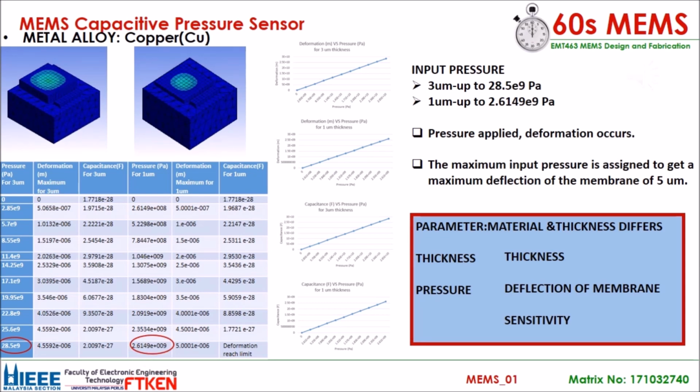When the pressure is applied, the deformation occurs. Deformation and capacitance are dependent on the pressure. Maximum input pressure is assigned to get a maximum deflection of the 5 micrometer membrane. In short, when the thickness increases, the pressure needed will increase. When the thickness decreases, the deflection of the membrane will increase. Thus, it will also increase the sensitivity of the device.